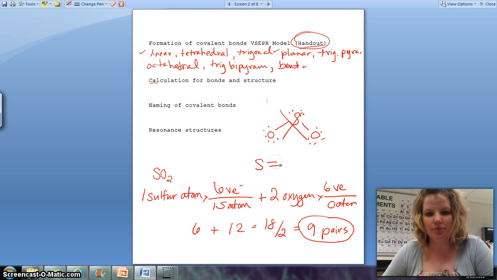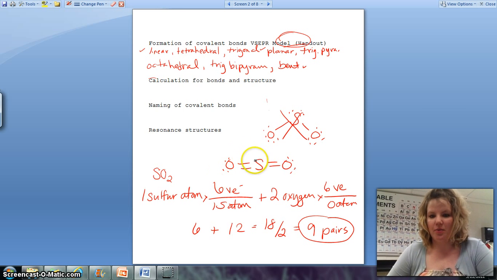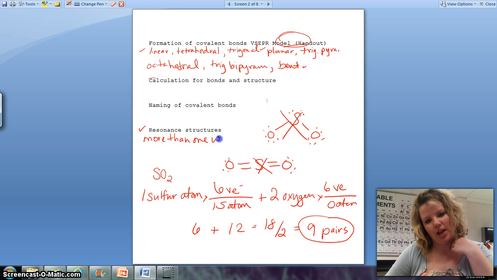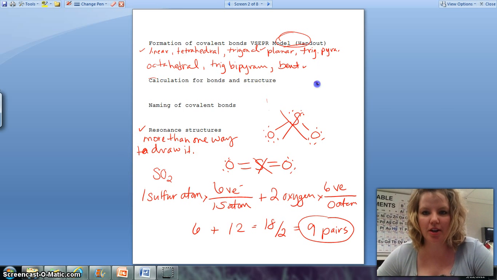So we could try linear with a double bond, perhaps. So now we do this, and we get 1, 2, 3, 4, 5, 6, 7, 8, sorry. We know that's not right. So this one must have a resonance structure, which means that there's more than one way to draw it. So it's going to be a combination here of a single bond and a double bond.